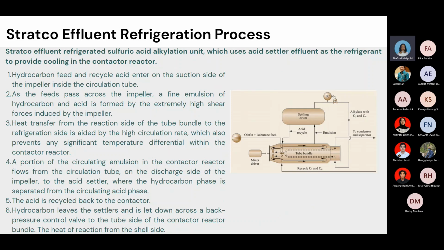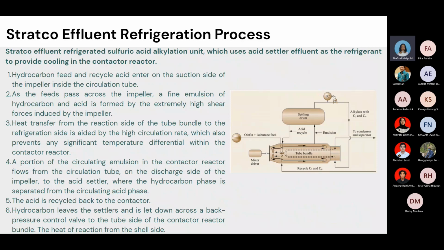How this works is that the hydrocarbon feed and recycled acid enter the suction side of the impeller in the circulation tube. As the feeds pass across the impeller, a fine emulsion of hydrocarbon and acid is formed by extremely high shear forces induced by the impeller. Heat transfer from the reaction side of the tube bundle to the refrigeration side is aided by the high circulation rate, which also prevents any significant temperature differential within the Contactor reactor.